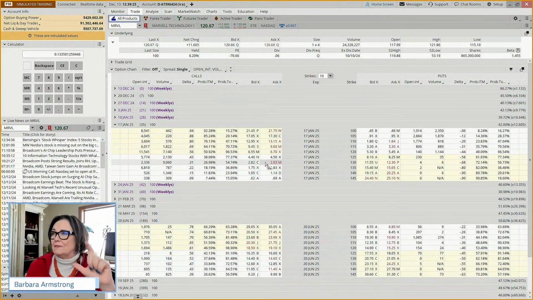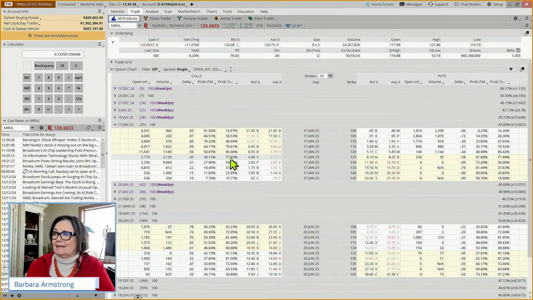If we want to be called out, this strike here has a higher probability, 38%, 77% chance of it at least kissing. And it is hitting a new all-time high today. So if it pulls back, what could we do? If it pulls back and then looks like it's bouncing, we could buy the call back and then sell another one when it gets back up here. But this would give us a higher probability.